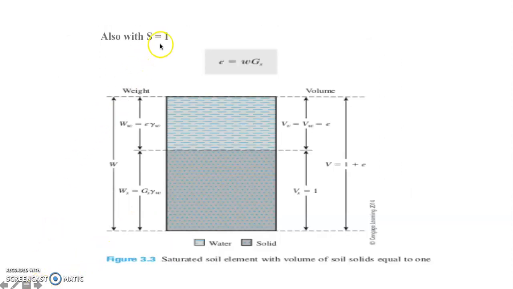So here we have S equal to 1, so you are given the void ratio equal to moisture content times specific gravity. This one is a saturated soil element with volume of soil solid equal to 1. So the volume of solid is equal to 1. You have the total volume, you are given the weight of the water and the weight of the solid with this equation, and you have the volume of the voids, which is equal to the volume of the water, which is equal to the void ratio e, since the volume of the solid is equal to 1, and you are given this expression, volume is equal to 1 plus e.